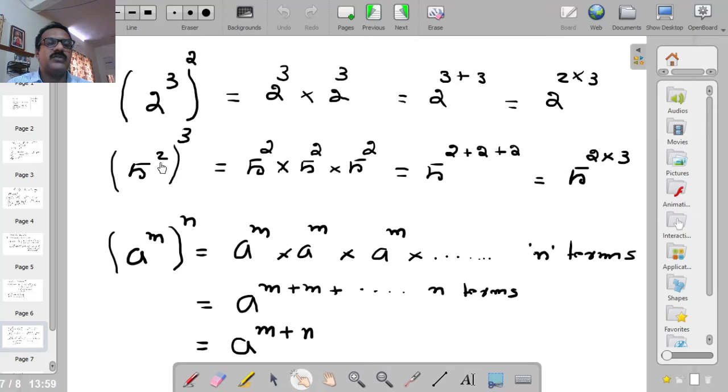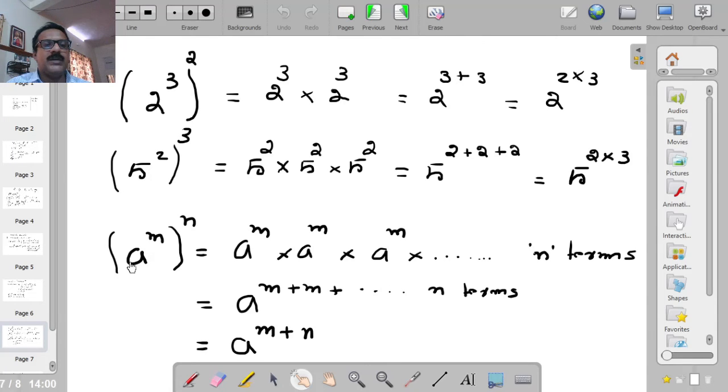Similarly, 5 squared, the whole cube, 5 raised to 2, the whole raised to 3. Take 5 squared as some y, y into y into y. That is 5 squared times 5 squared times 5 squared. This is a raised to m into a raised to n into a raised to p, so the exponents are added together. 5 raised to 2 plus 2 plus 2 is equal to 5 raised to 2 times 3. We can see the exponents are multiplied together.